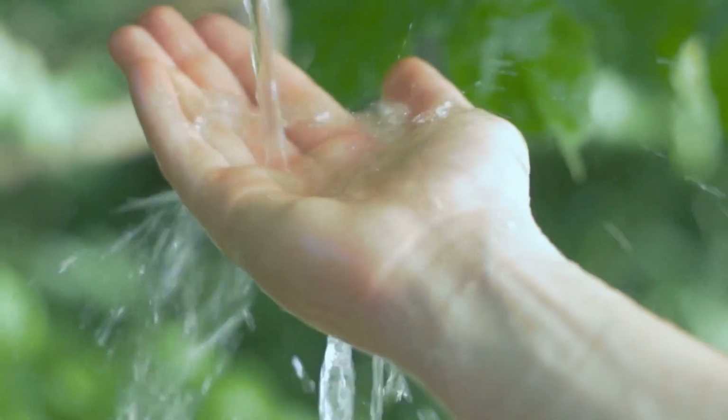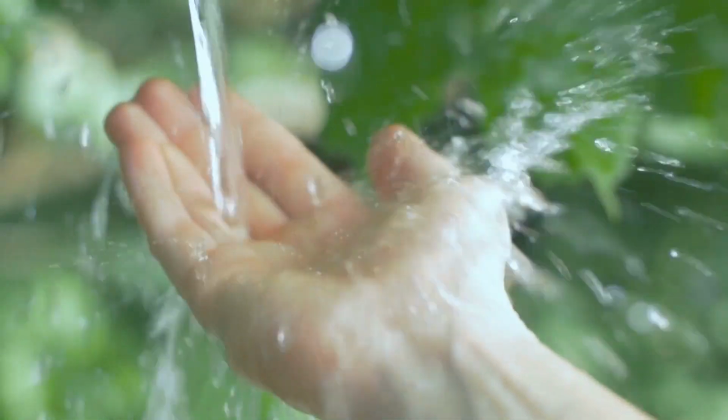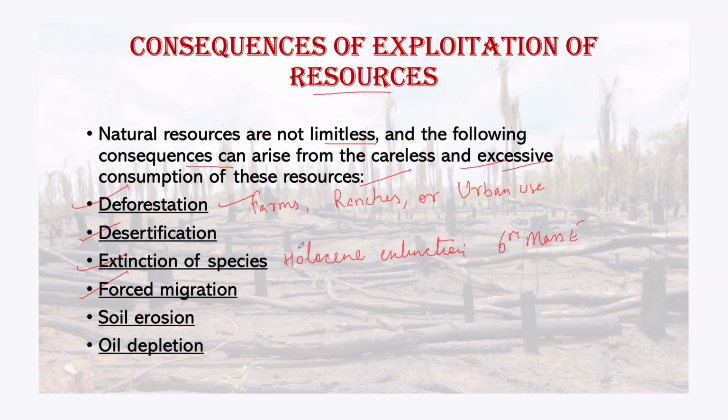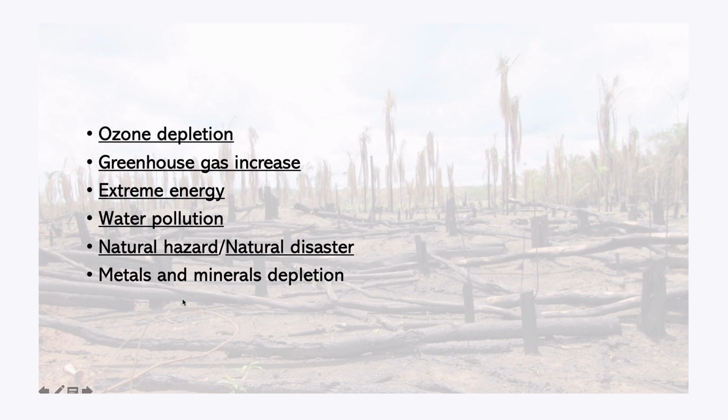Then forced migration. Forced displacement or forced immigration is the coerced movement of a person or people away from their home or home region, and it often connotes violent coercion. Then soil erosion is the action of surface processes that removes soil and rock. We already talked about it. We talked about oil depletion also. Oil depletion is a decline in oil production of an oil field or geographic area. Then there are a few more, like ozone depletion.